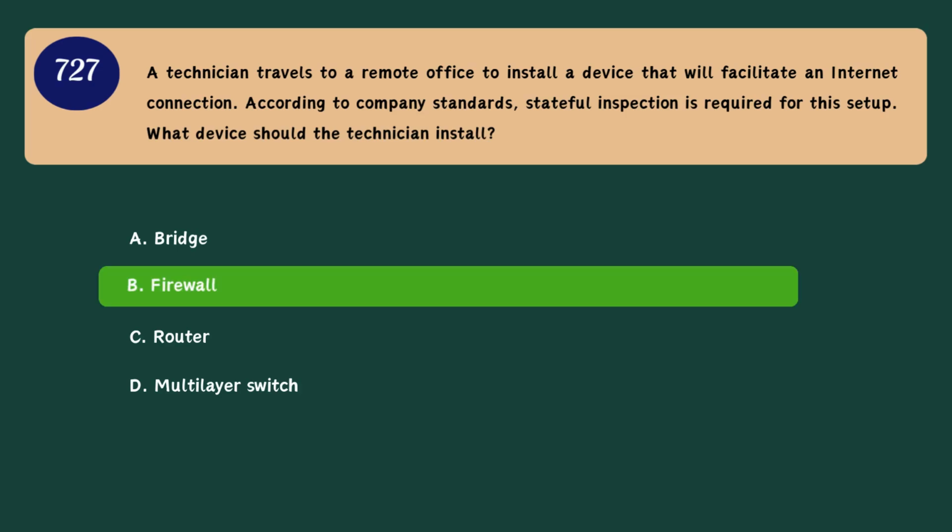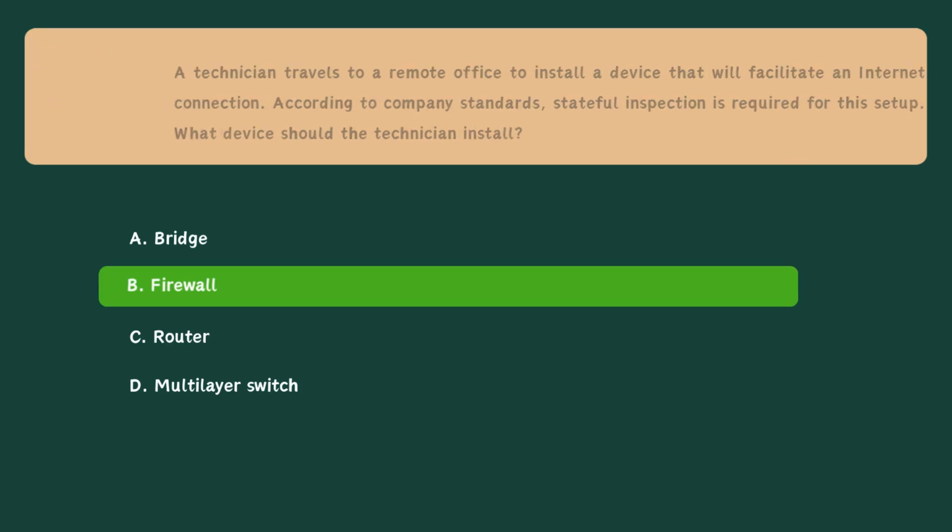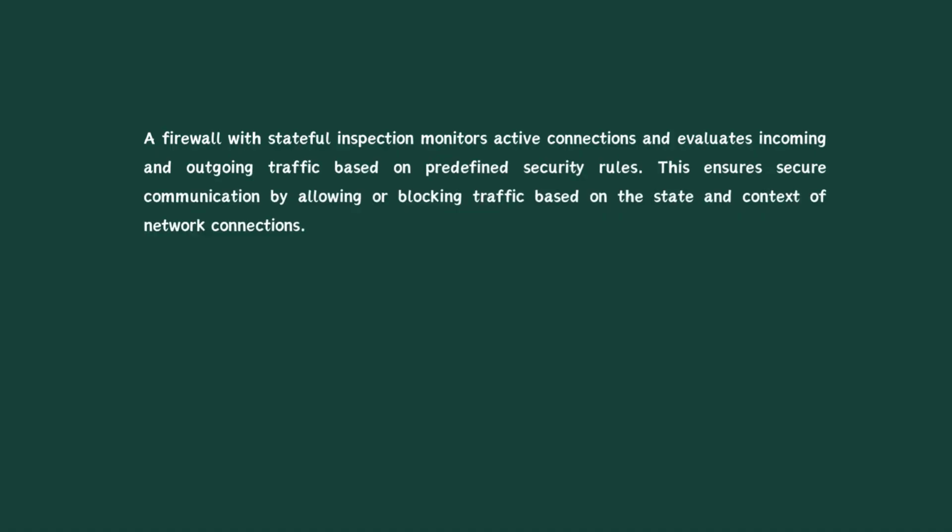Correct answer. B. Firewall. A firewall with stateful inspection monitors active connections and evaluates incoming and outgoing traffic based on predefined security rules. This ensures secure communication by allowing or blocking traffic based on the state and context of network connections.